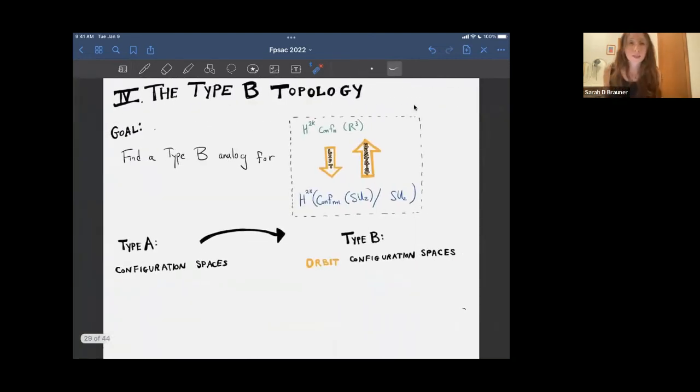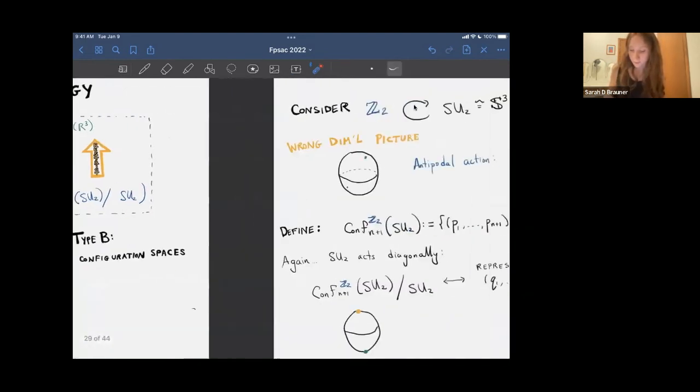Okay, so the last thing I want to do is find some sort of type B analog for this topological story I told you about the cohomology of this configuration space lifting to the cohomology of this more complicated quotient configuration space. So when we move from type A to type B, the objects in type A were configuration spaces. Now we're going to think about Z2 orbit configuration spaces, which I'm going to define via an example.